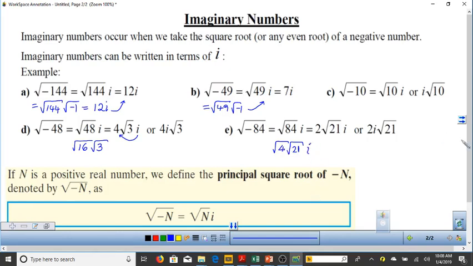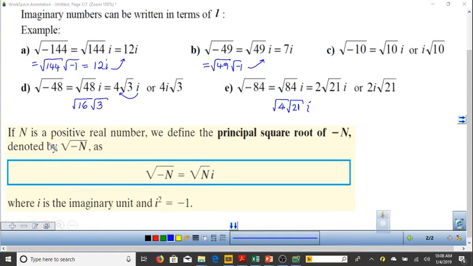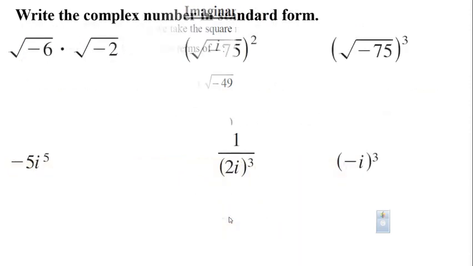As a general rule, let n be a positive real number. We define the principal square root of -n, denoted by the square root of -n, as the square root of n times i. And of course, i is the number whose square is -1. Let's do a few examples to illustrate.